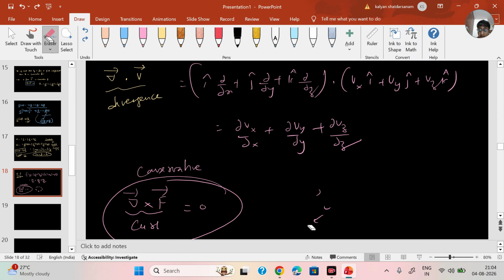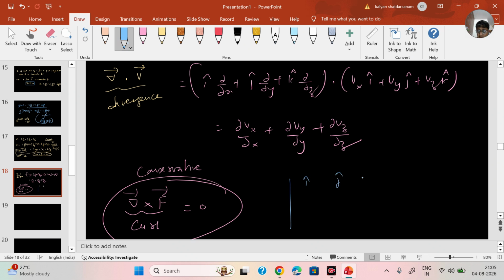That force is conservative. How to do curl? Same way as you do vector. You can remember it like this, but it's not a determinant. In determinant you can expand by any row, but this is not determinant. You have to expand only by top row here. You write i j k, you write dou by dou x, dou by dou y, dou by dou z, then force components fx, fy, fz. If you expand this, you get curl. Okay. If that is zero, then that force is conservative. So we have got three things.